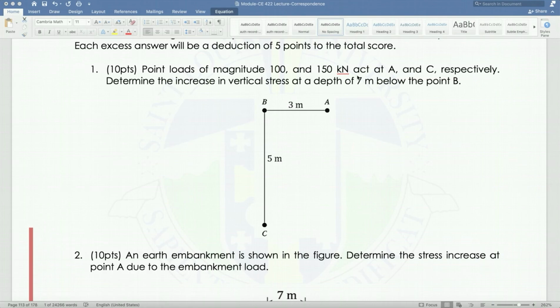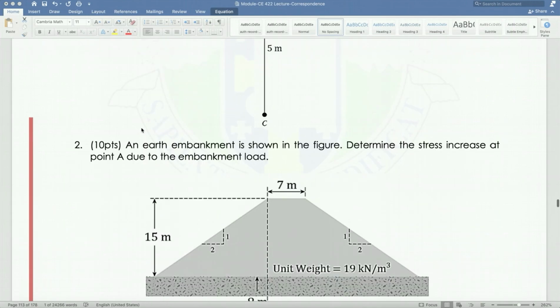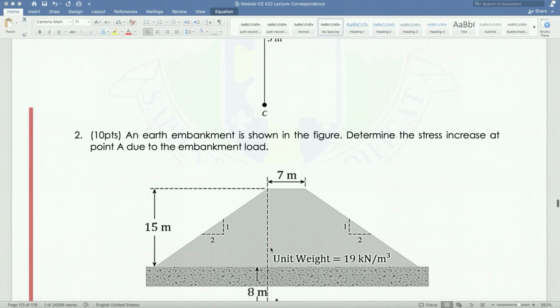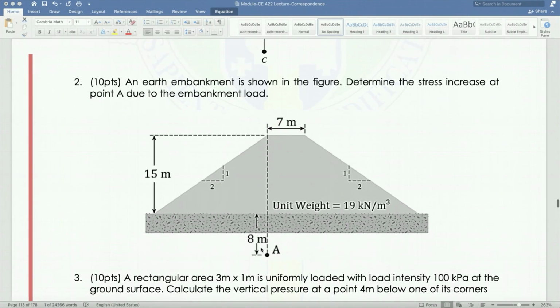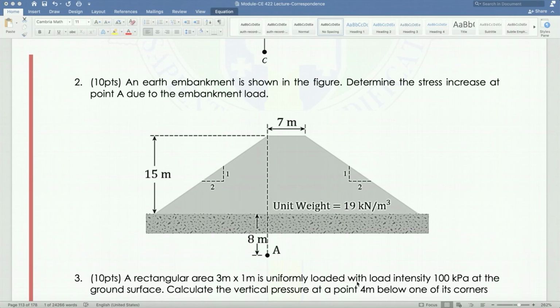So number 1, point load magnitude 150 and kilonewton at A and C respectively. Then determine the increase in vertical stress at a depth of 7 meters below the point B. Then number 2, an earth embankment is shown in the figure. Determine the stress increase at point A due to embankment load. And last, number 3, a rectangular area 3 meters by 1 meter is uniformly loaded with load intensity 100 kilopascal at the ground surface. Calculate the vertical pressure at a point 4 meter below one of its corners.